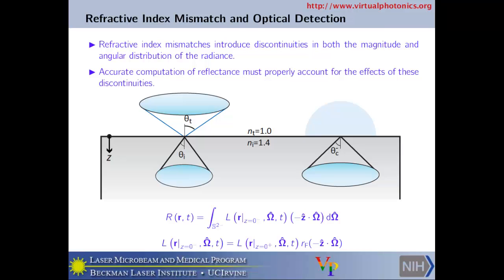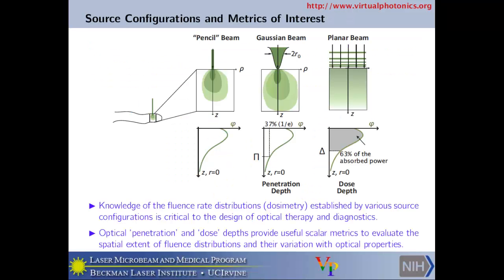So the refractive index mismatch is challenging because it actually introduces discontinuities in both the magnitude and the angular distribution of the radiance across the boundary. And really, accurate computation of reflectance must properly account for these effects. And here is an expression for how you would tally the reflectance. And this is mapping the radiance going upwards in the tissue versus the radiance that exists on the other side of that boundary. Okay, so that's the theory.